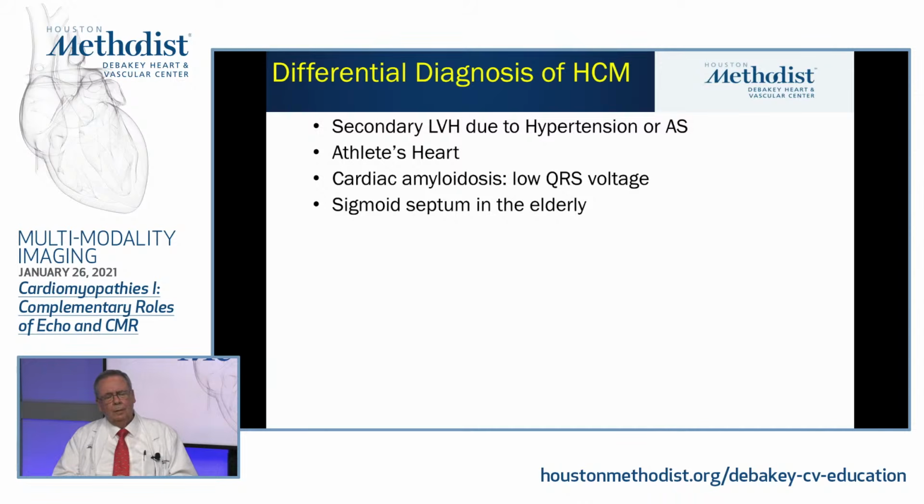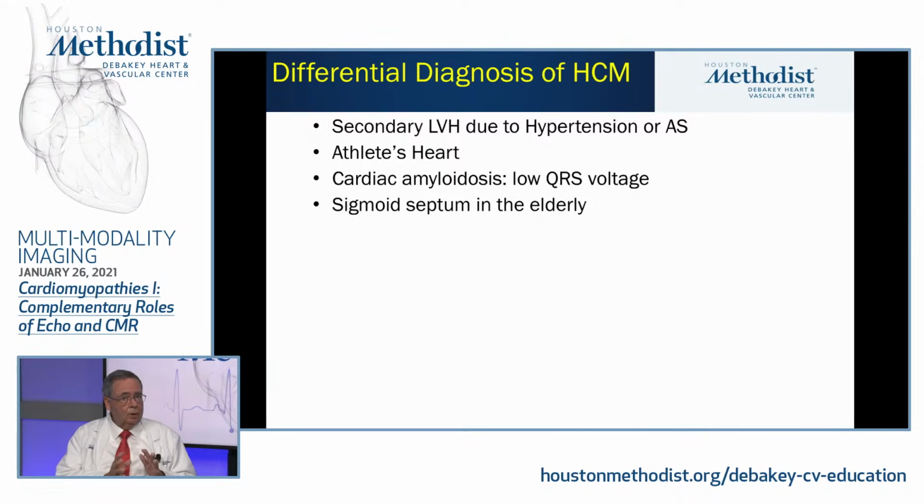Nowadays, I think we have relatively good techniques to differentiate, because if you have a perfectly normal athlete heart, that heart is going to have normal strain, normal diastolic function. Whereas a patient with hypertrophic cardiomyopathy almost universally has diastolic dysfunction, and nowadays with strain, we also pick up reductions in longitudinal strain. So I think most of the time we can make that differentiation.